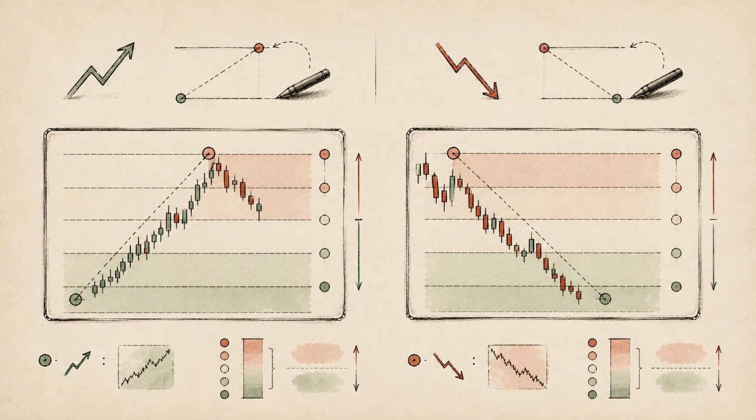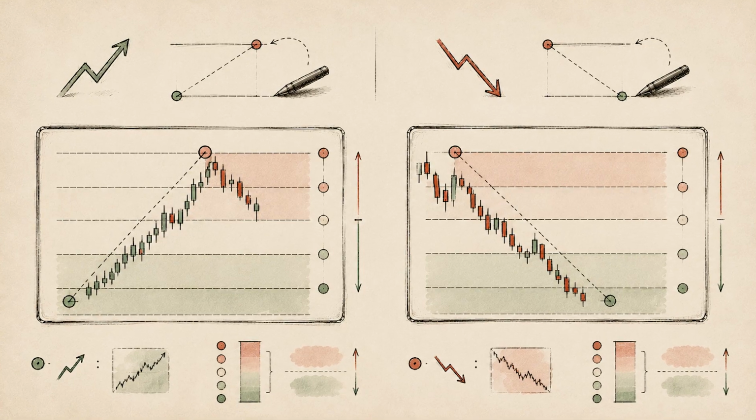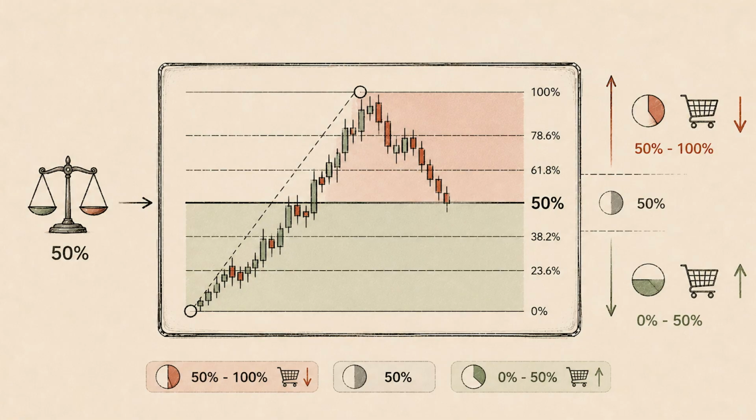Premium and discount. How to choose the priority zone. To determine which imbalance has greater priority, traders use the Fibonacci grid. In an uptrend, it's drawn from the local low to the high. In a downtrend, from the local high to the low. The 50% level is considered the balance zone, or fair value.